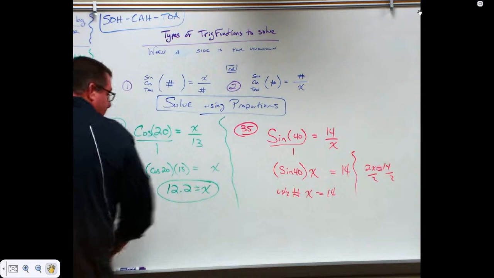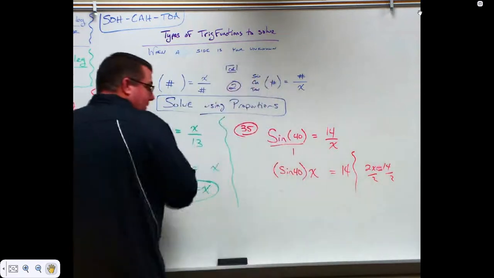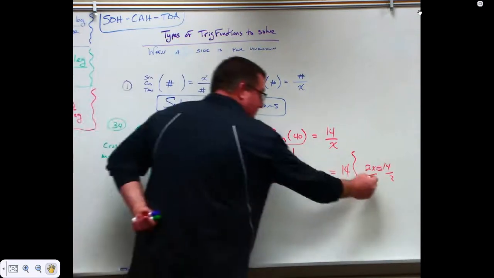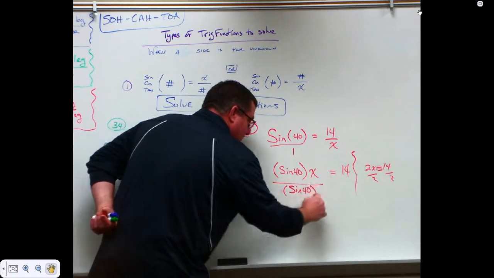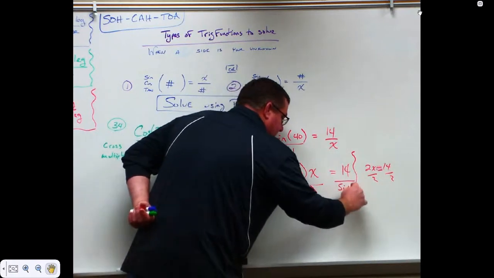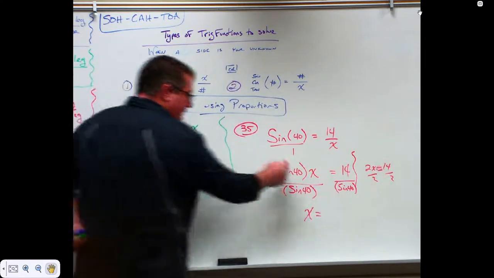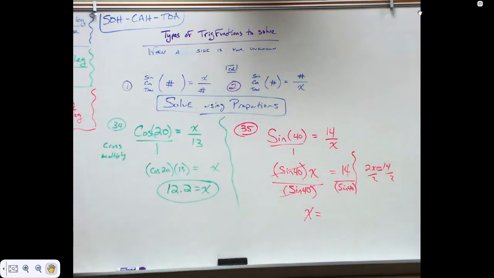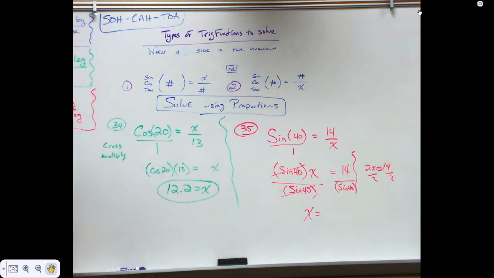So, with that logic, isn't this the same type of problem as this? Except what's in front of the x now? Sine of what? Here we divided by what was in front of the x. Here we're going to do the same, dividing both sides by this. The rest is calculator work. Look, sine of 40 divided by sine of 40 makes what? 1, right? Because that's just a number. So put that in your calculator. 14 divided by the sine of 40. Tell me what you get.